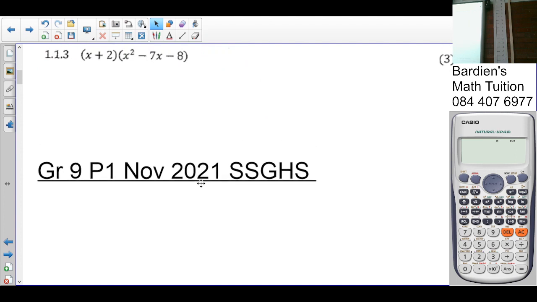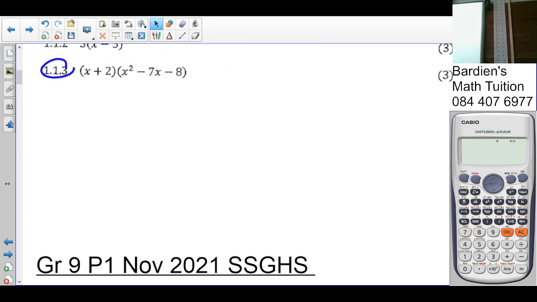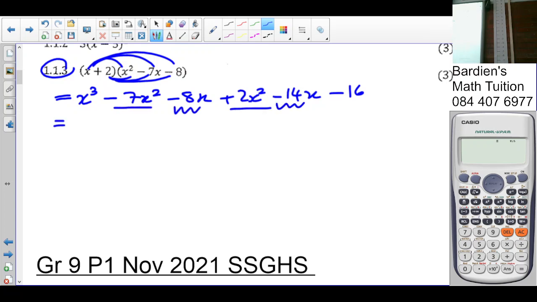Let's look at 1.1.3. To simplify here, we must multiply this in. What's x times x squared? x cubed. x times negative 7x? Negative 7x squared. x times negative 8? Now 2 times x squared is 2x squared. 2 times negative 7x? 2 times negative 8? So we look for like terms again. x cubed is our term on its own. Minus 7x squared plus 2x squared is minus 5x squared. Negative 8x minus 14x is negative 22x, minus 16.